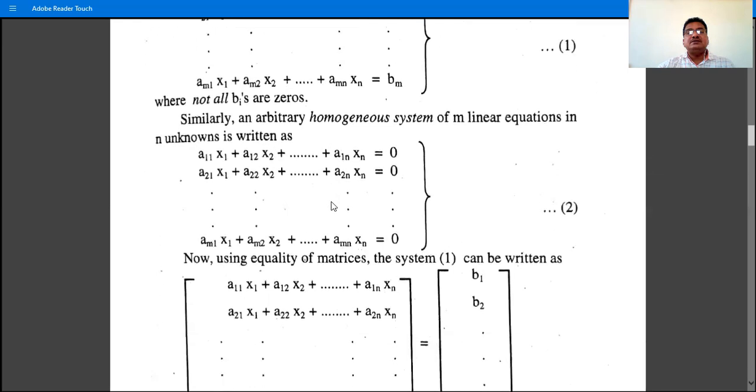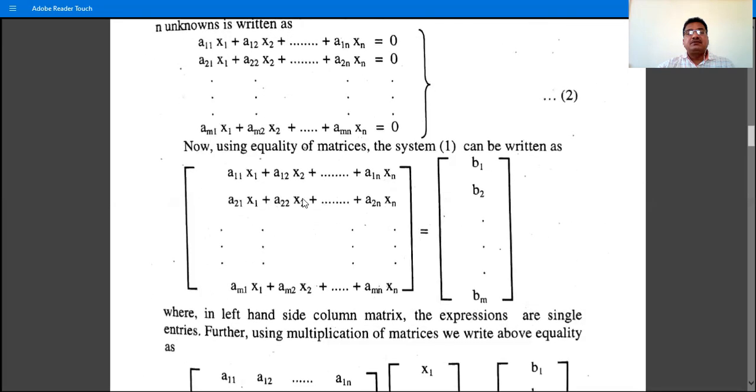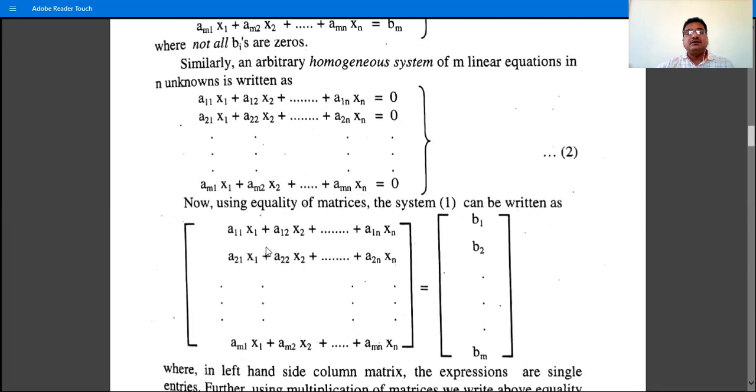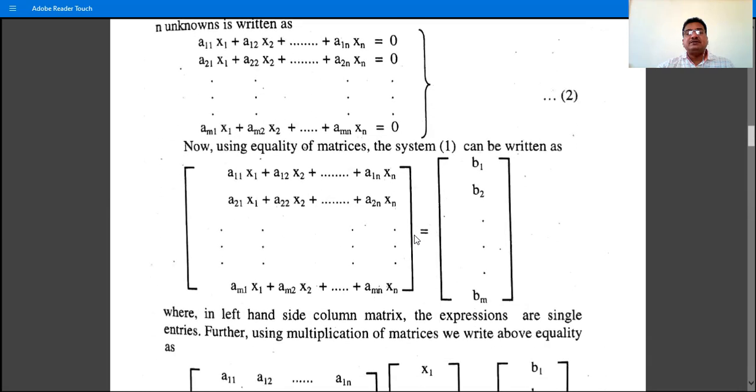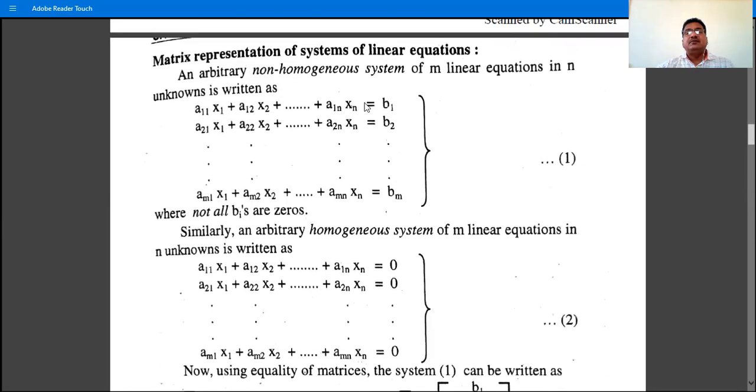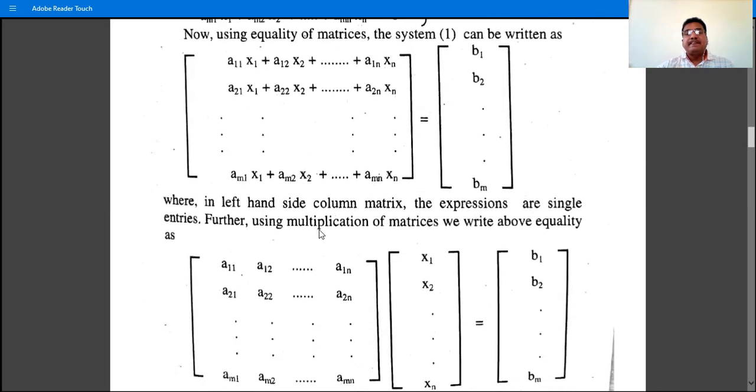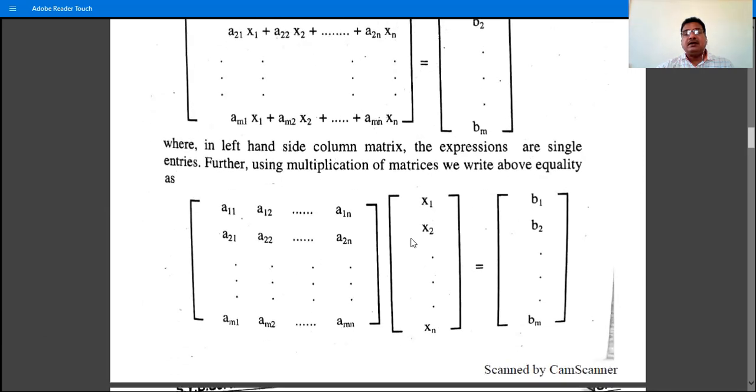So we can write this system in the matrix form. The non-homogeneous system first, we will write it in the matrix form. This is one matrix, and this is another matrix of constants. Then we can write this as a multiplication of these two matrices: a11, a12, a1n, a21, a22, a2n, and am1, am2, amn, and the x1, x2, xn column matrix. And this is the column matrix b1, b2, bm.